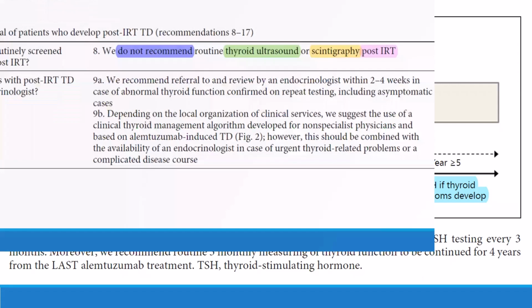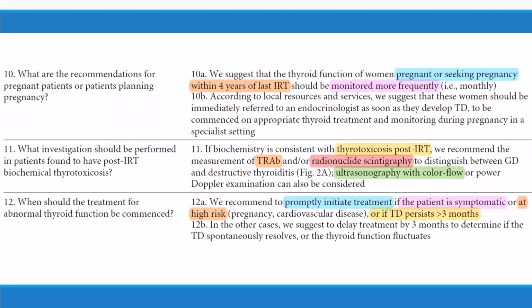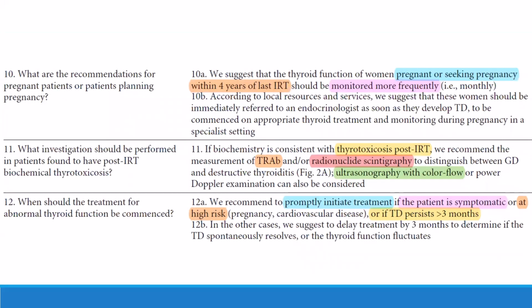Managing and referring patients who develop post-IRT thyroid dysfunction: we don't recommend routine thyroid sonography and scintigraphy, as I mentioned. What are the recommendations for a pregnant patient? We suggest that thyroid function of a woman who is pregnant or seeking pregnancy within 4 months of the last IRT should be monitored more frequently, for example, monthly by doing TSH.